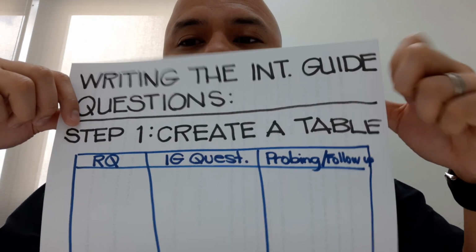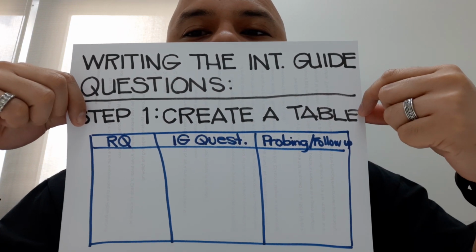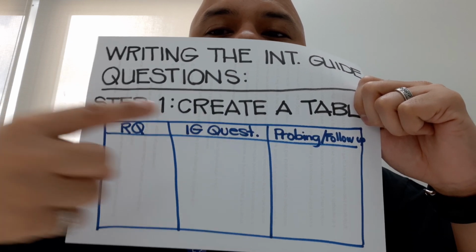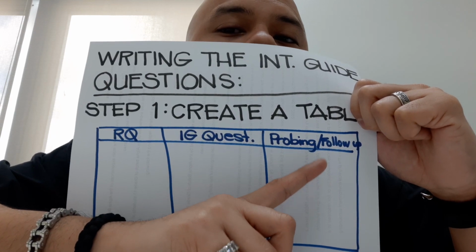Okay, step 1. For me, I always start by creating a table. In that table, I place the research question, the main interview guide questions, and the probing or the follow-up questions.